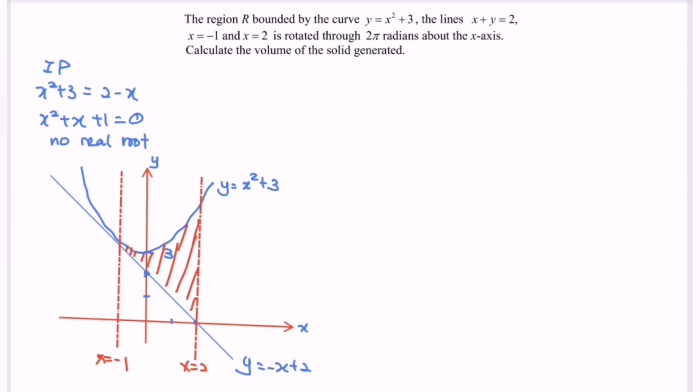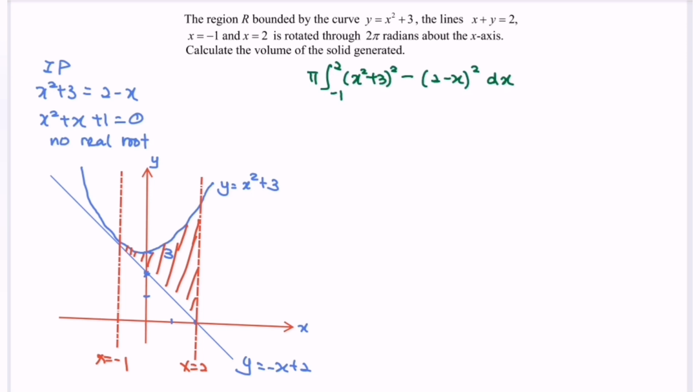Continue. Find the volume. Referring to the situation, we have pi integrate the function, which is the curve, x squared plus 3 all squared, minus the straight line, 2 minus x bracket squared, with respect to x, for the limits -1 until 2.